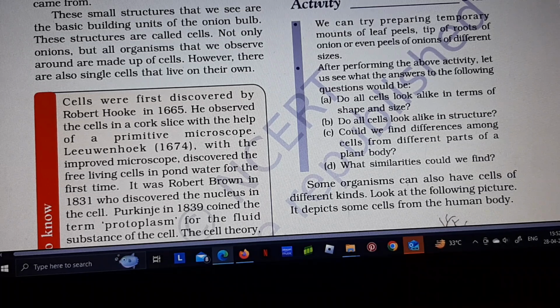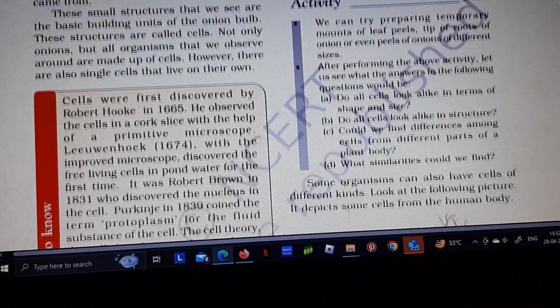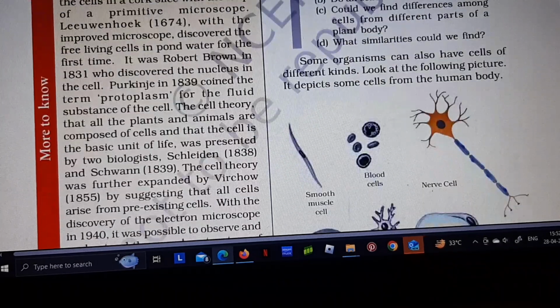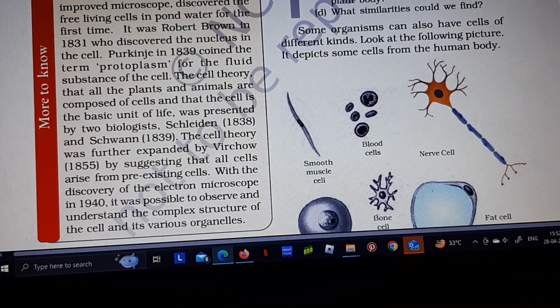Do all cells look alike in terms of shape and size? Do all cells look alike in structure? Could we find differences among cells from different parts of a plant body? What similarities could we find? Some organisms can also have cells of different kinds. Look at the following picture. It depicts some cells from the human body.